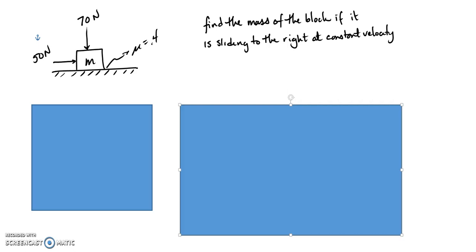So the scenario is that you have a block and it is sliding to the right at a constant velocity. We know the coefficient of friction between the ground and the block is 0.4. And your job is to tell me what is the mass of the block if it's being pushed down with 70 newtons of force and being pushed to the right with 50 newtons of force.